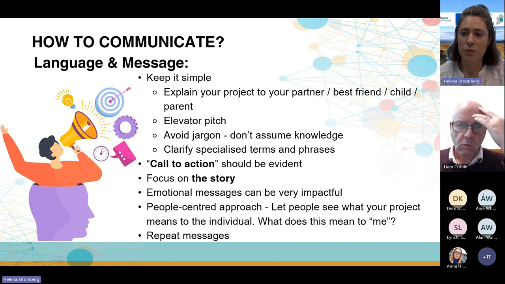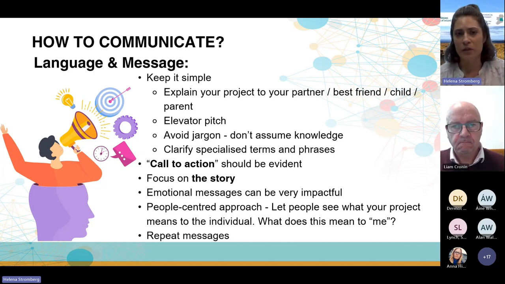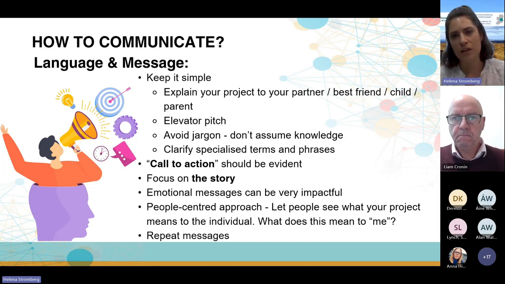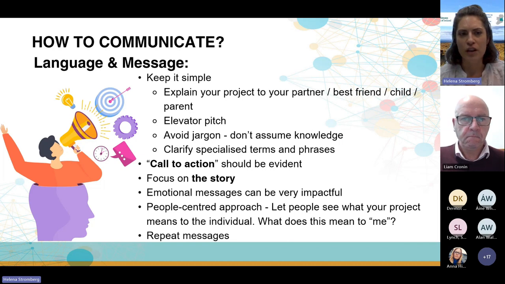One exercise that I use all the time myself when I'm starting to write something or craft any message, no matter what the platform is, I imagine that I am explaining my project, or whatever message I want to get out there, to a partner or to a friend, to your child or your parent, depending on what level of audience you want to communicate with. Or imagine that you're giving an elevator pitch. Those are really great techniques to distill what your message is and what the key points are that you want to get across, and perhaps simplify that language so that it can be more accessible to a wider audience or non-expert audience.